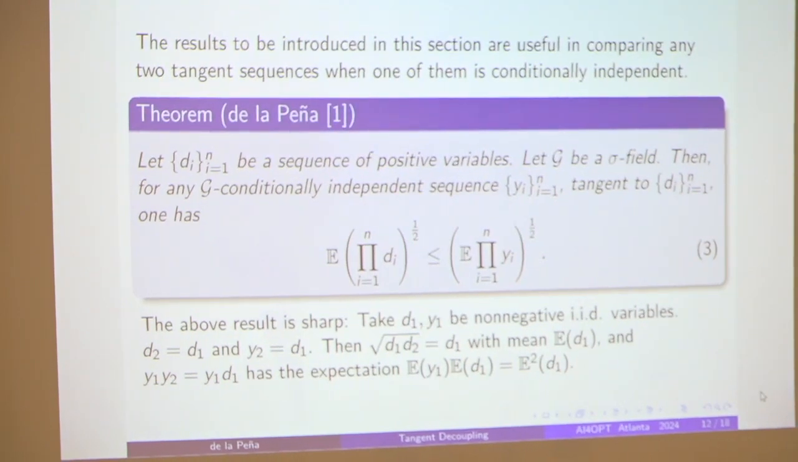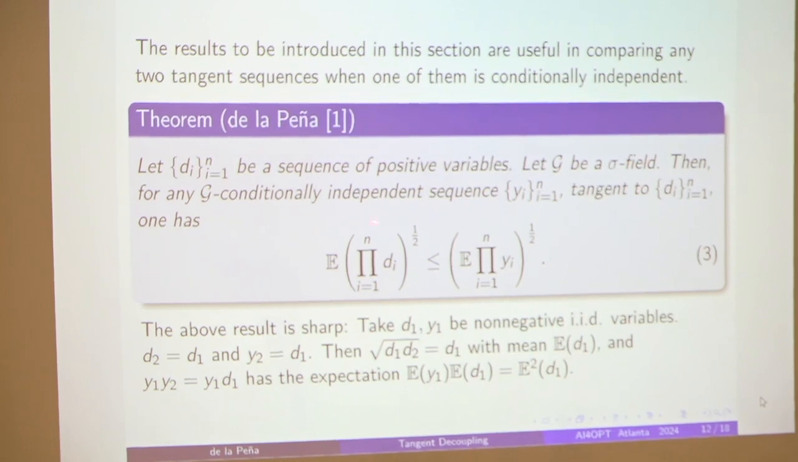Now, decoupling is an inequality for products. So now we go back to arbitrary sequences, adapted sequences. So this is a special case, anyways. This is for the products, but it can also be used for sums, as I will show later. But the inequality is, so you have d sub I a sequence of positive variables. Here I assume that they are positive, okay? And I take G to be a sigma field.